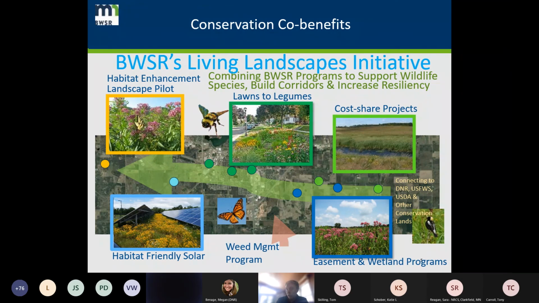Our agency has about 300,000 acres of conservation easements that have been restored in different ways, with different plant communities, and cost share programs. We have a Lawns to Legumes program that's focused on urban areas, and different cost share programs and other types of programs that are focused on habitat and achieving soil and water conservation goals.